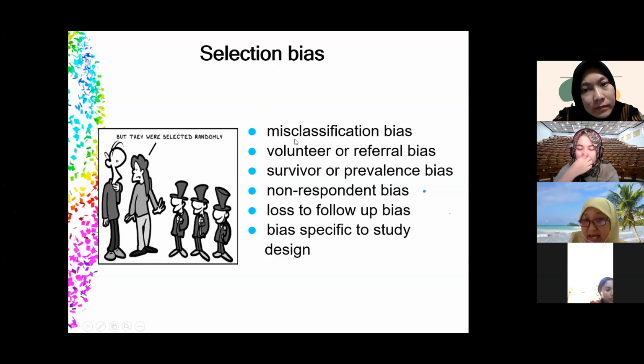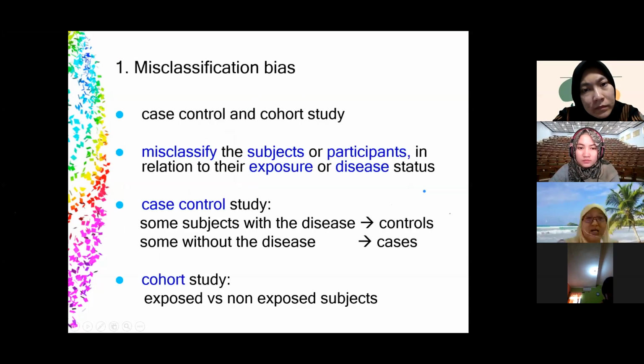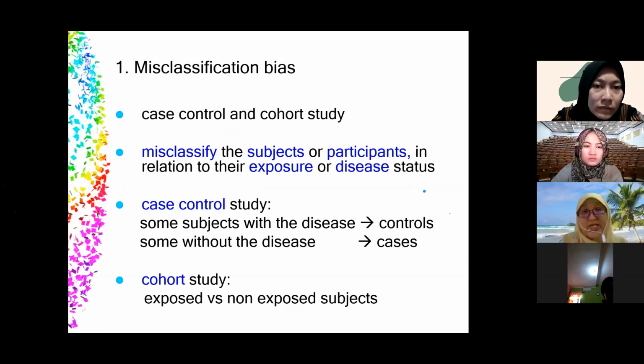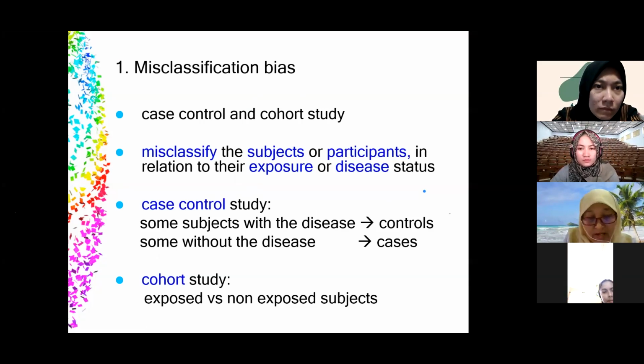Yeah. Now, what a selection bias that a study may have? Saya akan terang satu-satu. Misclassification, volunteer, survivor bias, non-respondent bias, loss to follow-up bias, and there are also bias specific to study design. Now, we go quickly. What is misclassification bias? Okay, this knowledge you need to know. So when you read the method section in a paper, you have to look at how they select their participant, their sample. Is there any selection bias? So what kind of selection bias?